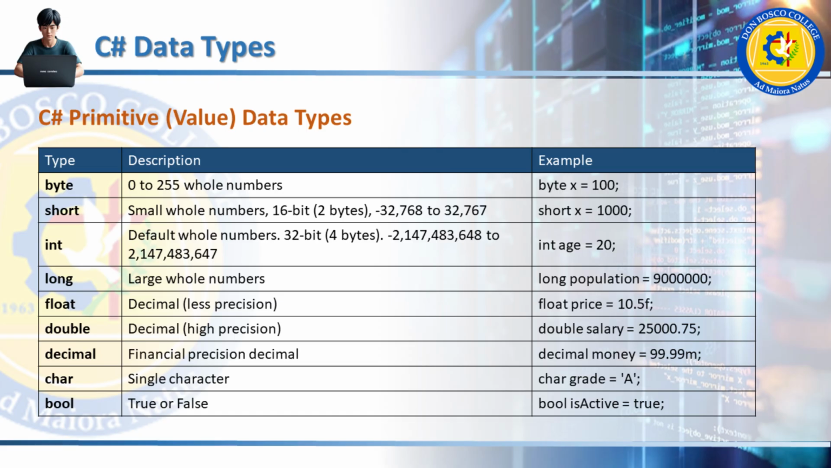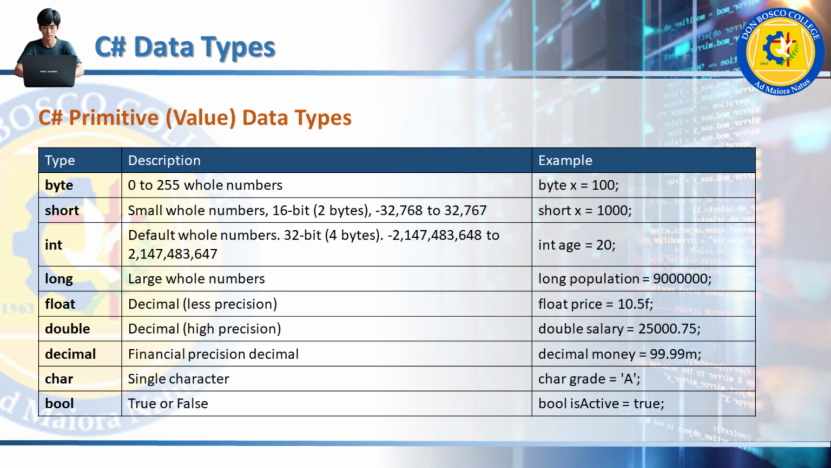Byte, 0 to 255 whole numbers. Short, small whole numbers, 16-bit/2 bytes, -32,768 to 32,767. Int, default whole numbers, 32-bit/4 bytes, -2,147,483,648 to 2,147,483,647. Long, large whole numbers.